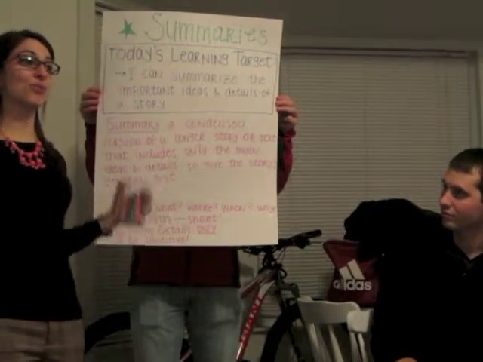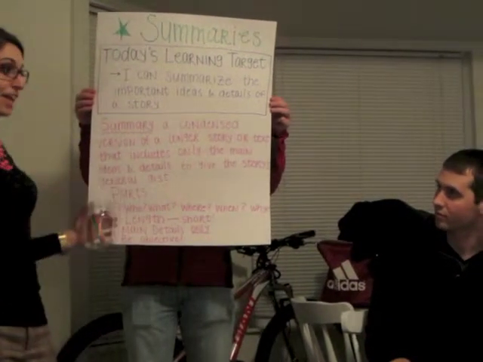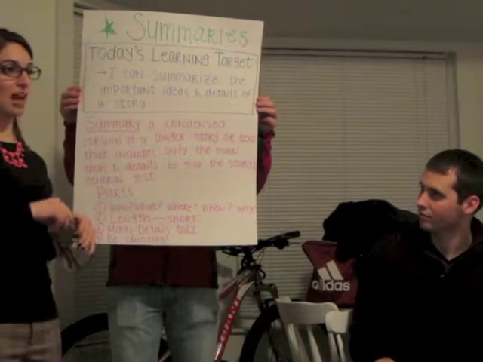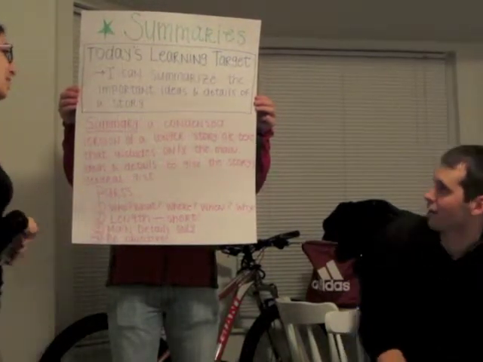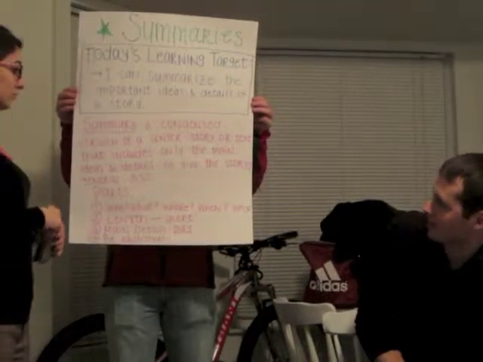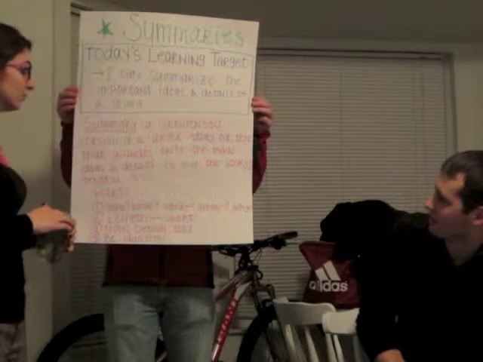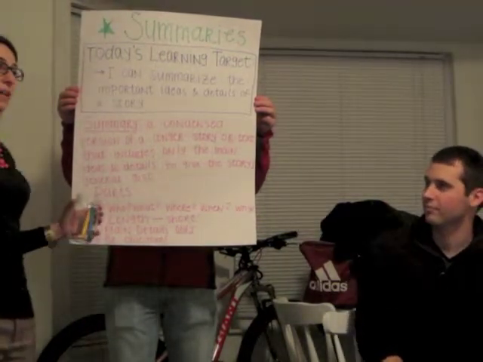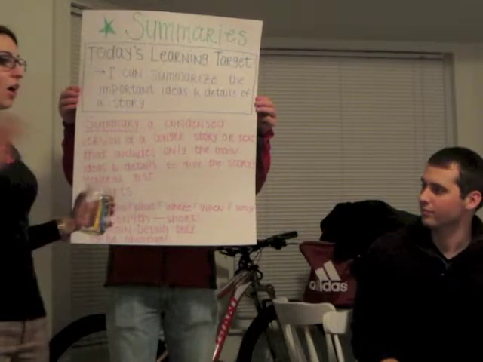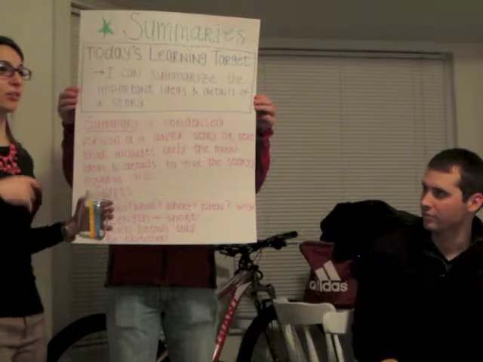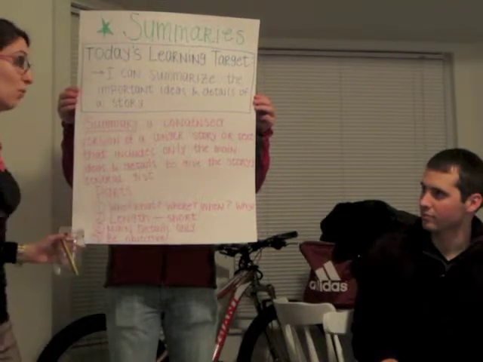Great. So, after today's class, you're going to be able to write an awesome summary about any story, but we're going to work with "Eleven" for today. So, a summary. Tyler, can you tell me the definition of a summary, please? A condensed version of a longer story or text that includes only the main ideas and details to give the story's general gist. So, a summary is basically a mini story. You have all the parts of your bigger story, but it's shorter, so you're kind of just giving the rundown to your reader. You don't want to give them the whole thing.